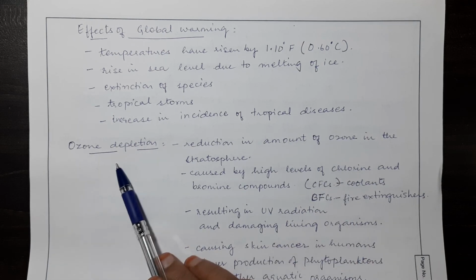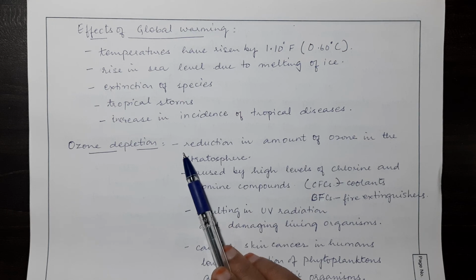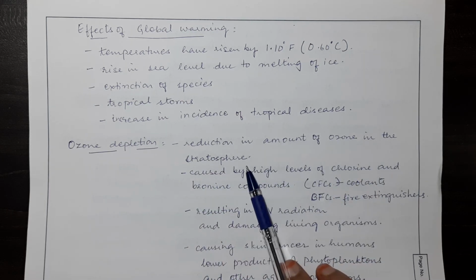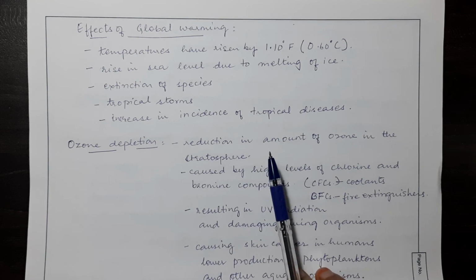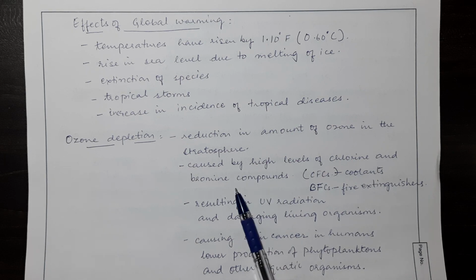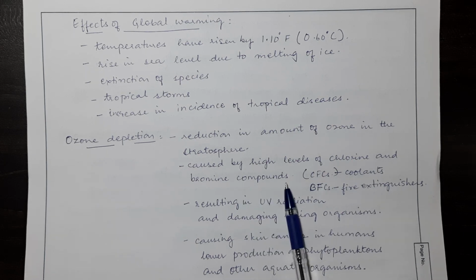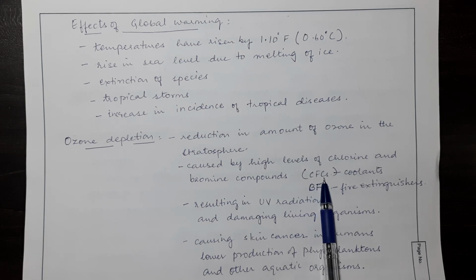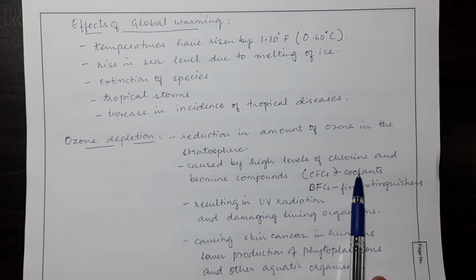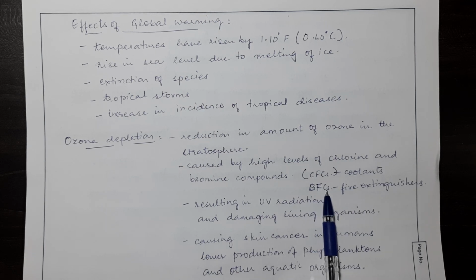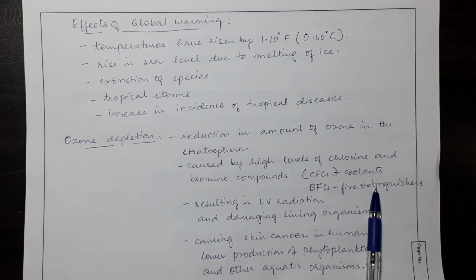Now let's understand what is ozone depletion. Ozone depletion is reduction in the amount of ozone in the stratosphere, which is caused by high levels of chlorine and bromine compounds. These chlorine compounds are CFCs or chlorofluorocarbons, which are used as coolants in our refrigerators, and bromofluorocarbons, which are used in fire extinguishers.